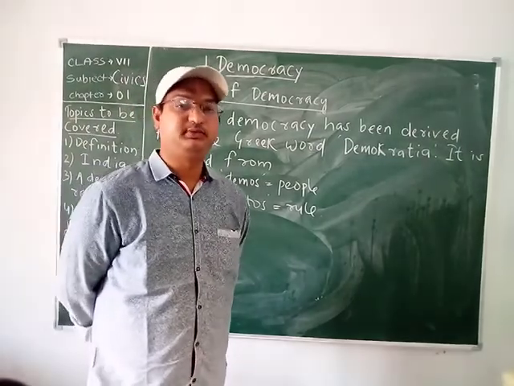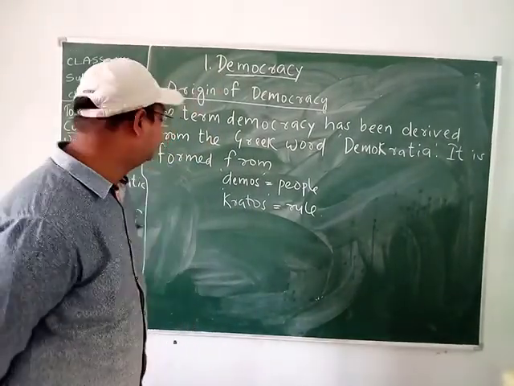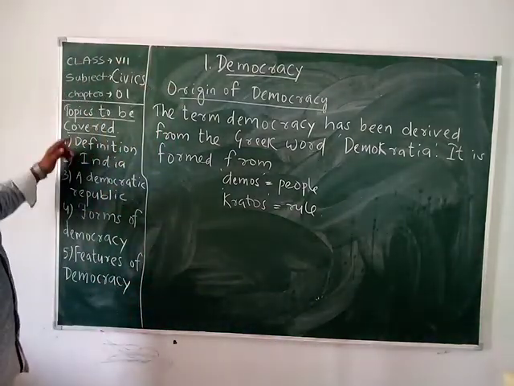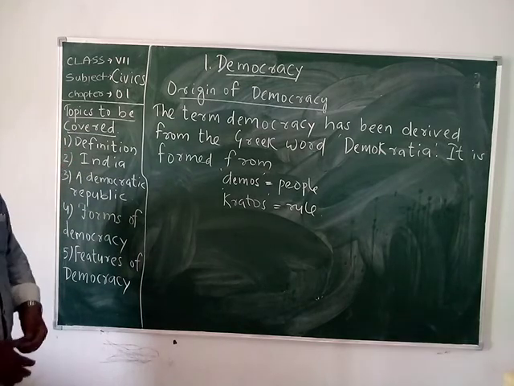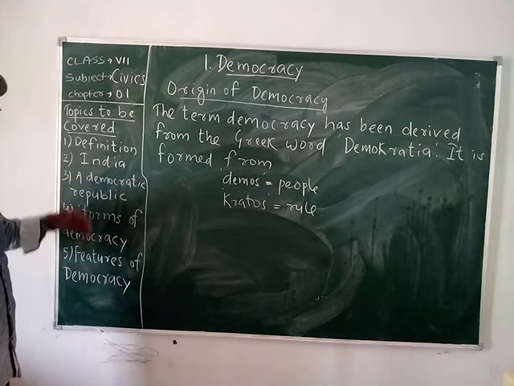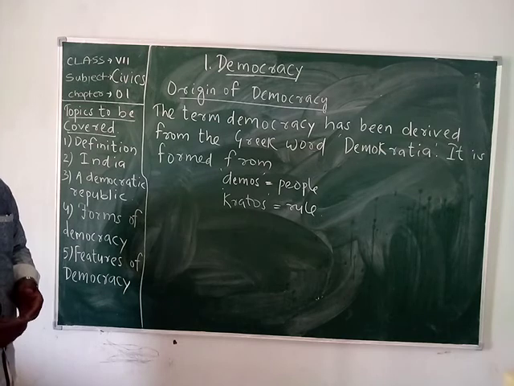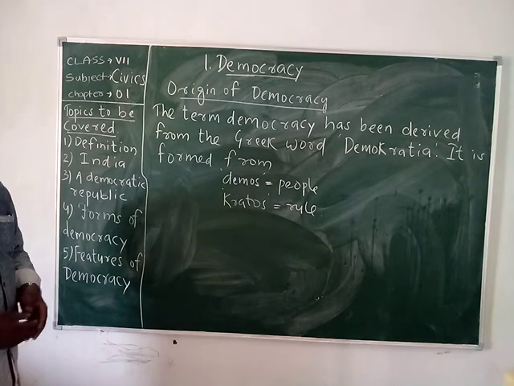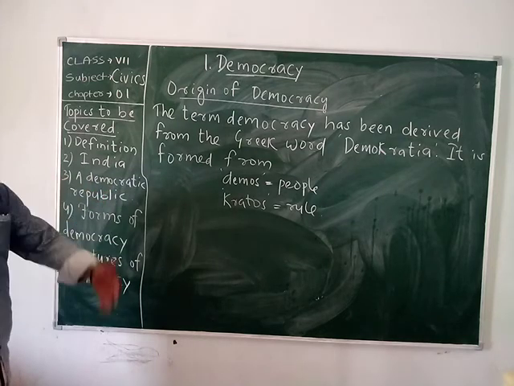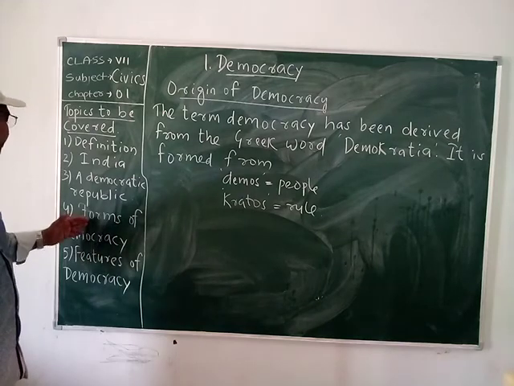Students, in this chapter, before going into detailed knowledge of democracy, we will study what topics are to be covered. The first one is the definition of democracy. We will try to know what is democracy. Then our country India, and how democratic government is successful in a huge populated country like ours. Then a democratic republic. What is the meaning of republic? We will go through it.